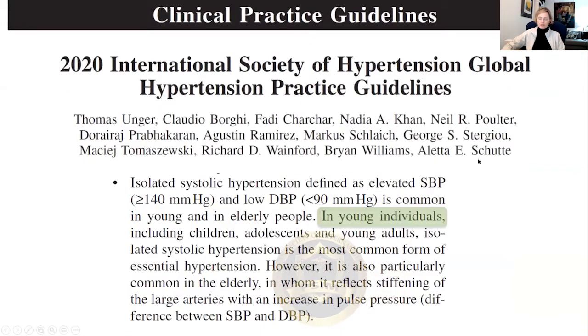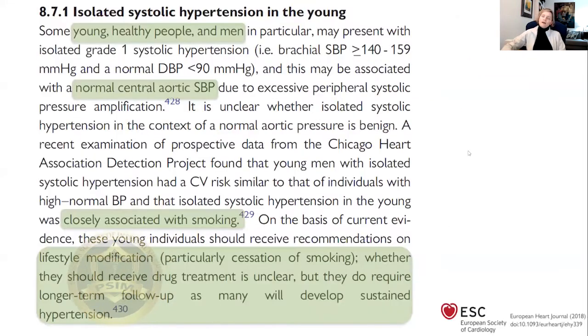So let's focus a bit on the young cohort. Young individuals, young patients, where we often see, when we see hypertension, it is often isolated systolic hypertension. So it says, particularly in young men, this isolated grade 1 systolic hypertension occurs. And what's interesting is those individuals often have a normal central blood pressure.